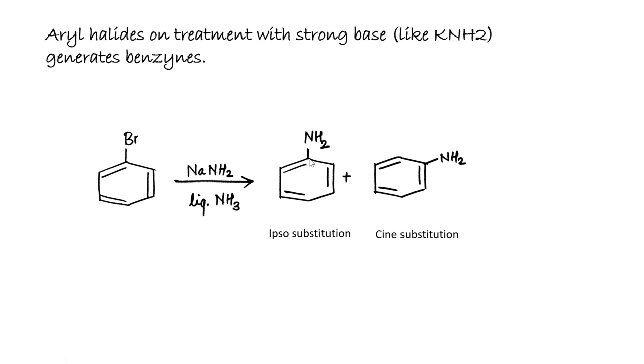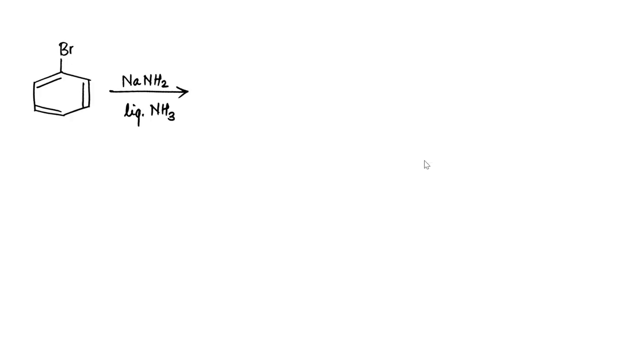And if substitution takes place at the adjacent carbon, this one is the main carbon atom, and if the substitution takes place at this carbon or this carbon, which is adjacent to this first carbon, then this type of substitution is called syn substitution. Ipso means on the same carbon and syn means on the adjacent carbon. Okay, so this benzyne intermediate reaction of aryl halides will give you ipso substituted product as well as syn substituted product. Let's see its mechanism.